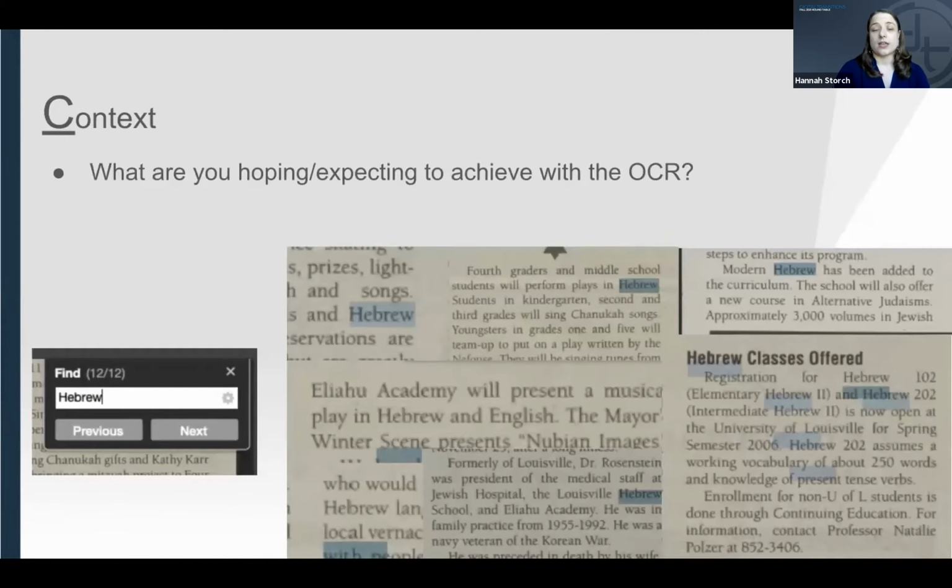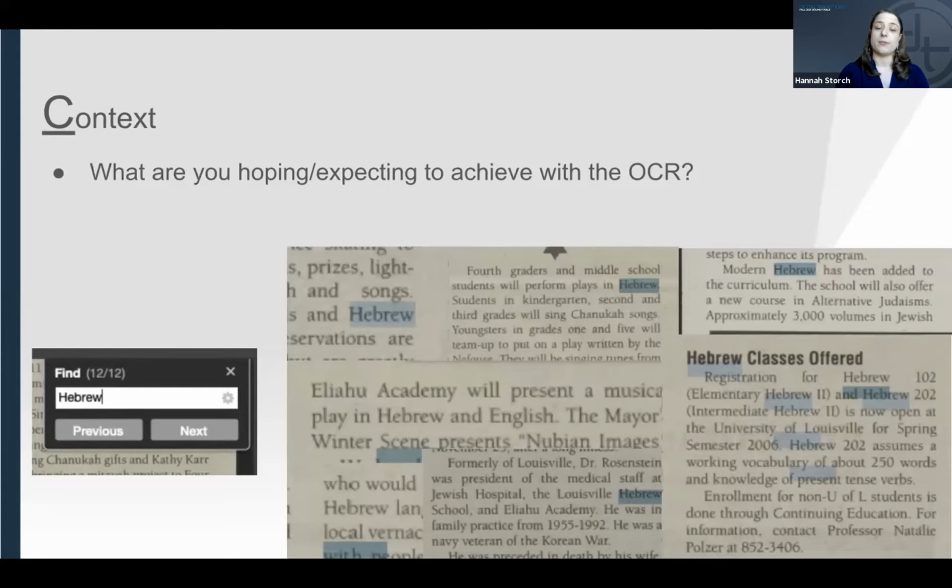The context quality factor asks the question, what are you hoping or expecting to achieve with the OCR? So the value or usefulness of the OCR also depends on what you're trying to do with it. Essentially, what is more important for you and your institution? Word for word accuracy, meaning searching and finding specific words within the document and data set, or the context and meaning of the text within the whole page.